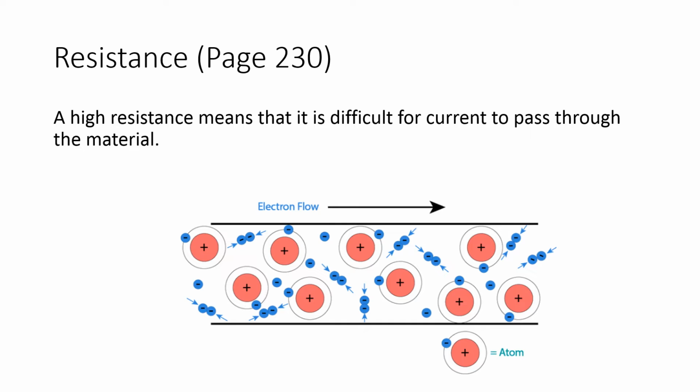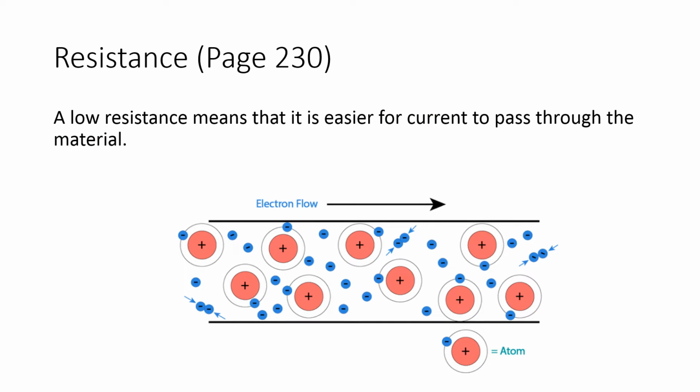So it says here a high resistance means that it's difficult for current to pass through the material. Why? Because if you have more electrons that are bumping into one another, as you can see in this diagram, it means that it's harder for the current to flow through the material, which means that there's a greater resistance. If I move on to the next slide here, it says a low resistance means that it's easier for the current to pass through the material. So along the circuit here, you can see that there's fewer electrons bumping into one another. Because there's fewer electrons bumping into one another, there's lower resistance because it's easier for the current to pass through the material. Move on to the next slide here.